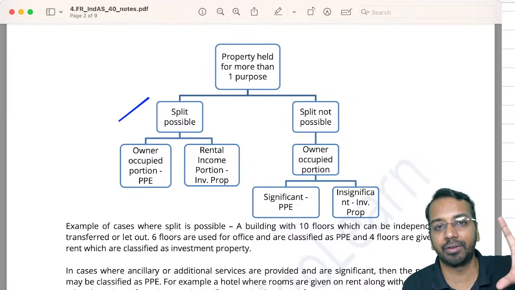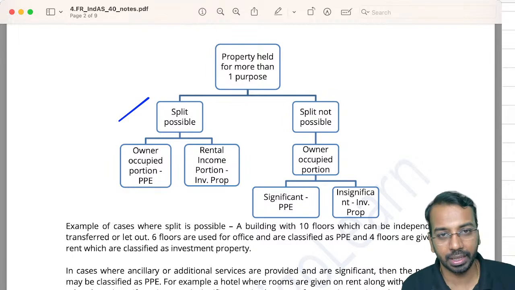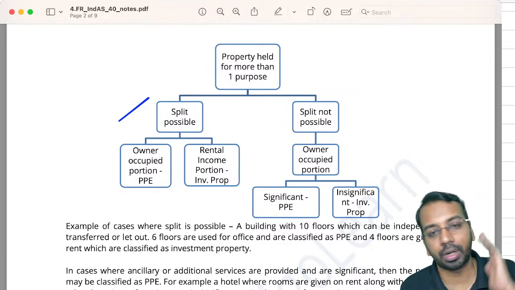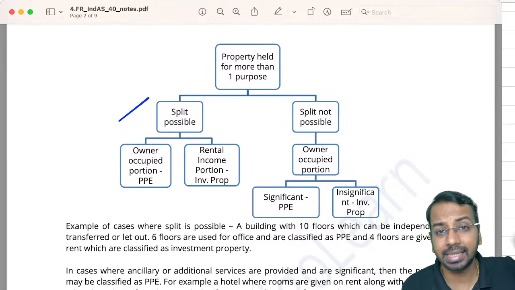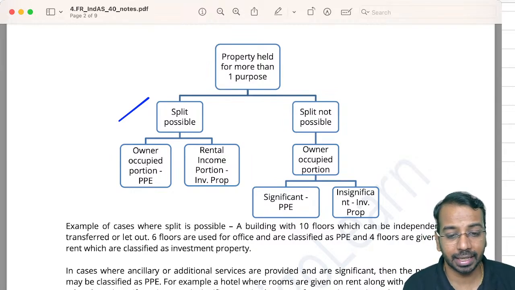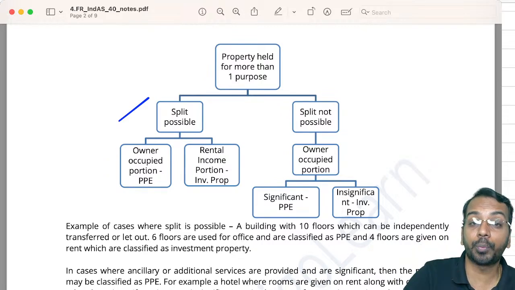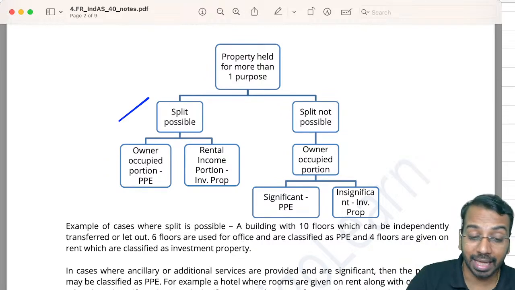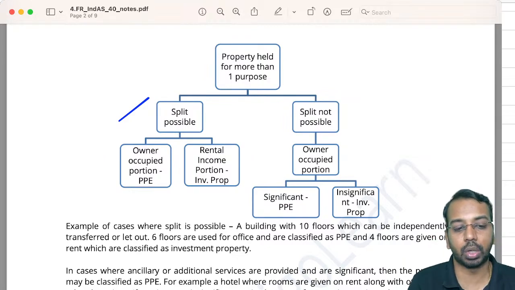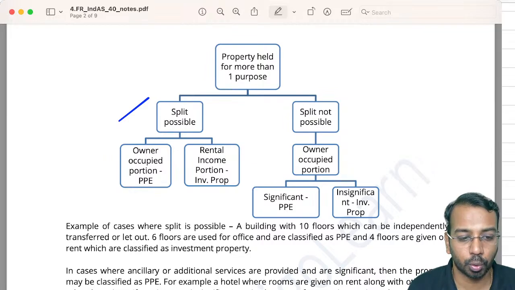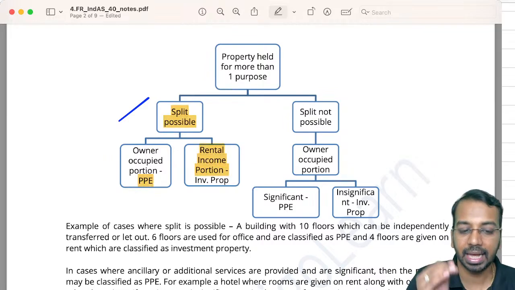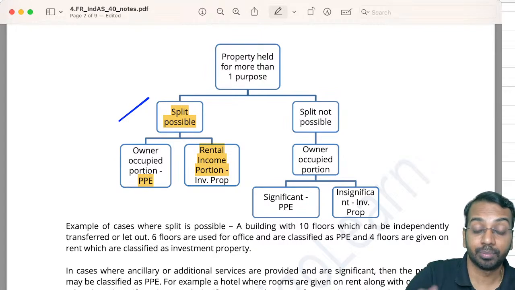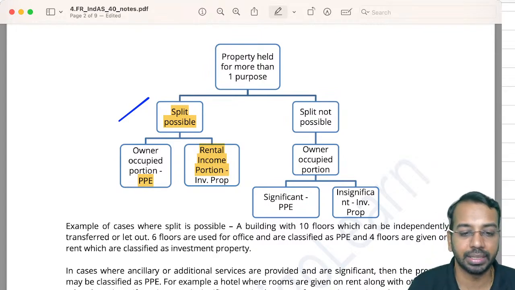For example, if I have a 7 floors building, first 5 floors I have my office, remaining 2 floors I give out on rent independently. If I want, I can sell that independently. Then in that case, those 2 floors which are given out on rent will be investment property, and the one which we have occupied, we call it owner occupied property, which is covered by Ind AS 16. So the owner occupied portion is covered by Ind AS 16, and the portion which is given out on rent is covered by Ind AS 40.